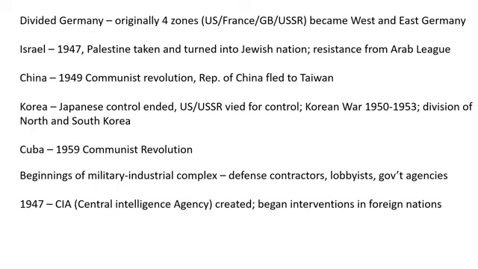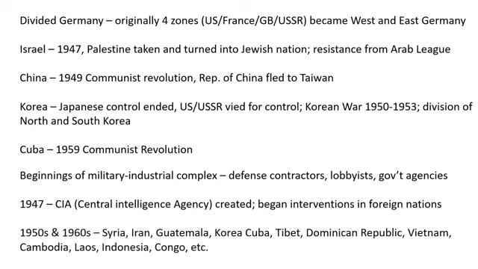And we see that play out in a number of ways that impacts not only the people in that country, but people around the world and here in the United States. In the 1950s and 60s, as a result of this Cold War need, or the idea that there's this need for these kinds of military developments, the U.S. intervenes in Syria, Iran, Guatemala, Korea, Cuba, Tibet, Dominican Republic, Vietnam, Cambodia, Laos, Indonesia, Congo, and many more.